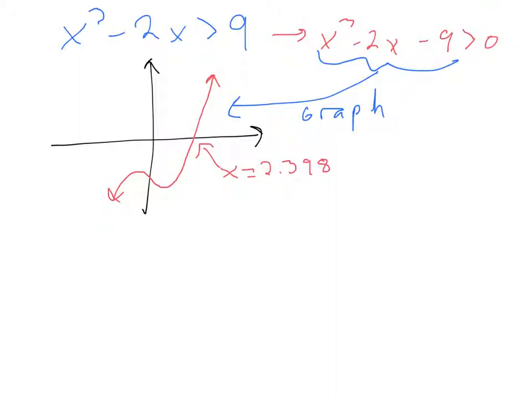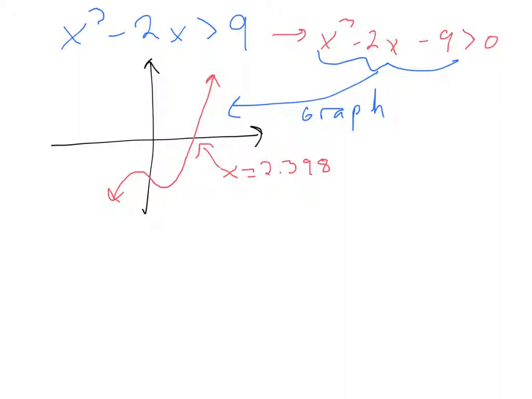And so this function right here equals 0 at this point, which means it went from negative to positive at this point, right? It was below the x-axis to the left of it and above the x-axis to the right. And so we want to know where this function is above the x-axis, where its y value is greater than 0, and that would be to the right of this point.